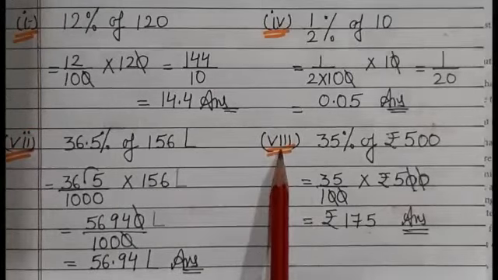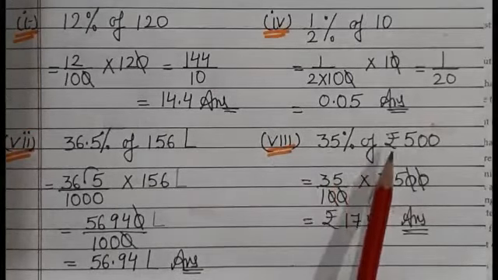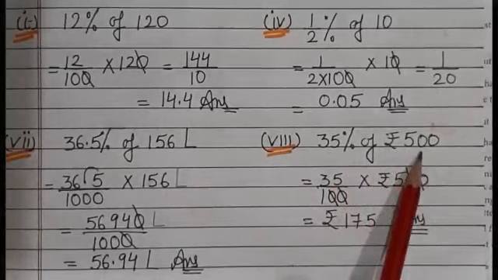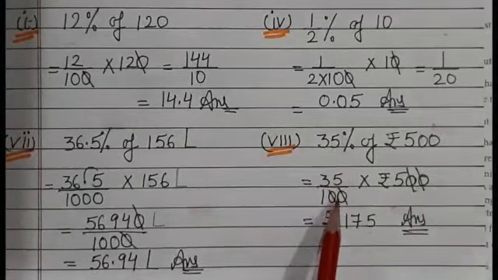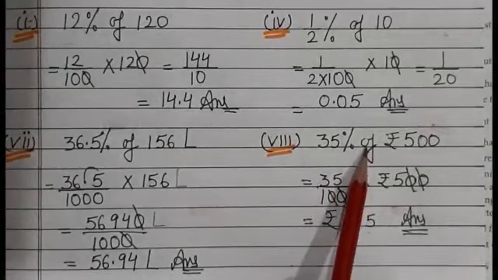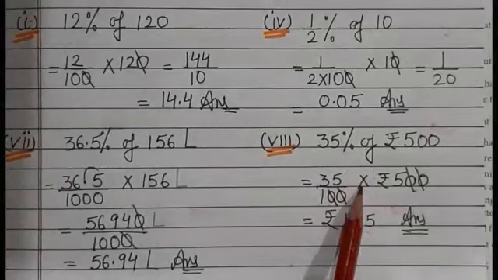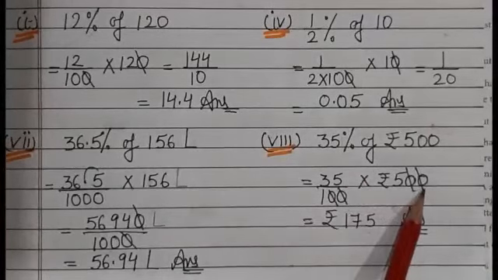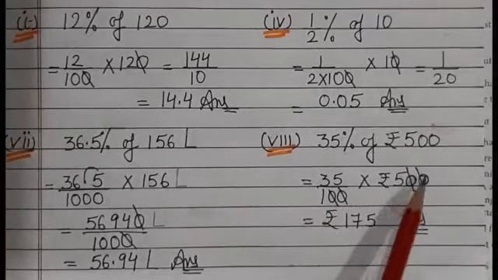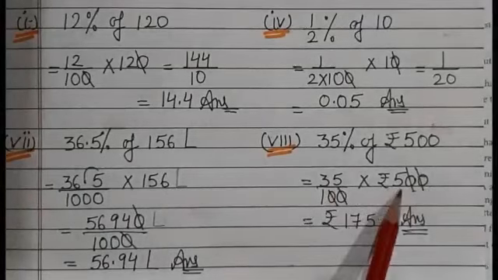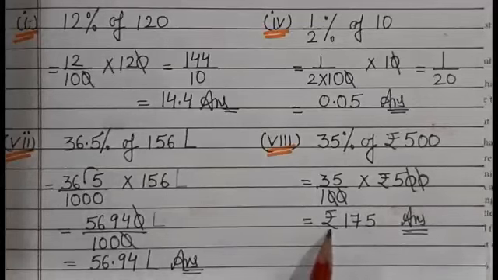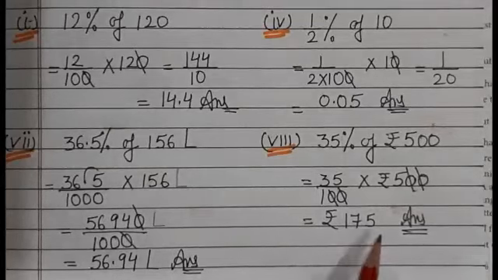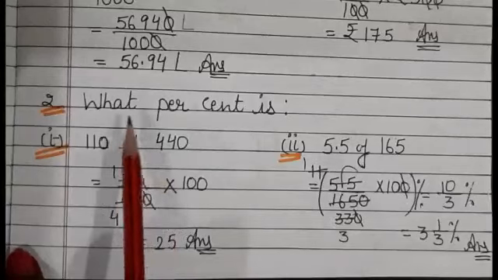Right? Now the 8th part, 35% of rupees 500. So here again remove this percent sign, then we have to divide it by 100. 35 by 100 will come. Of means multiply, rupees 500. Zeros to zeros cancel. 35 into 5 is 175. So the answer will be rupees 175. Clear?